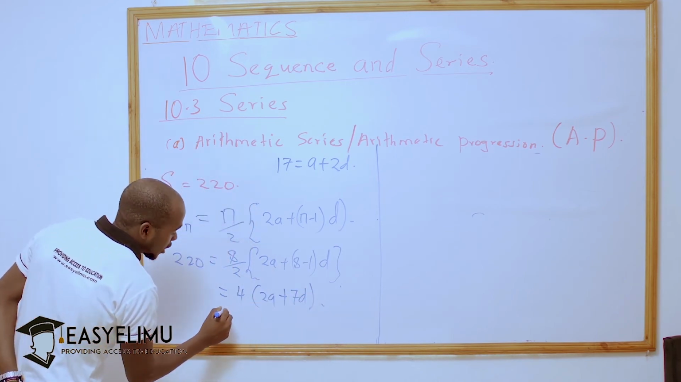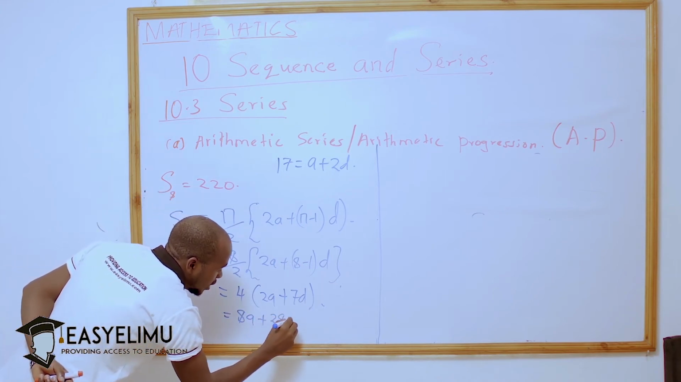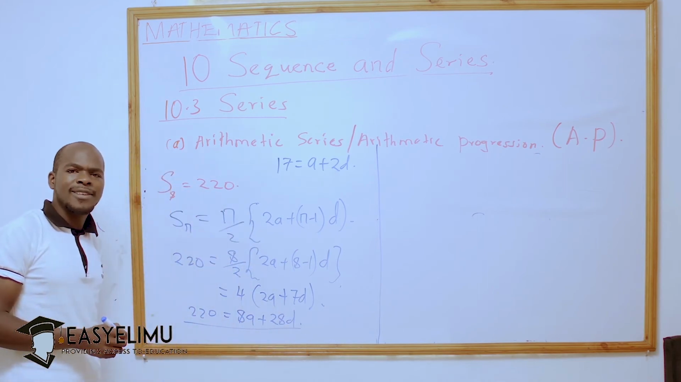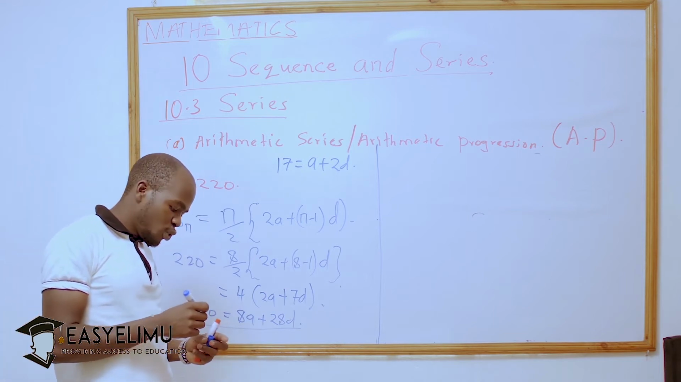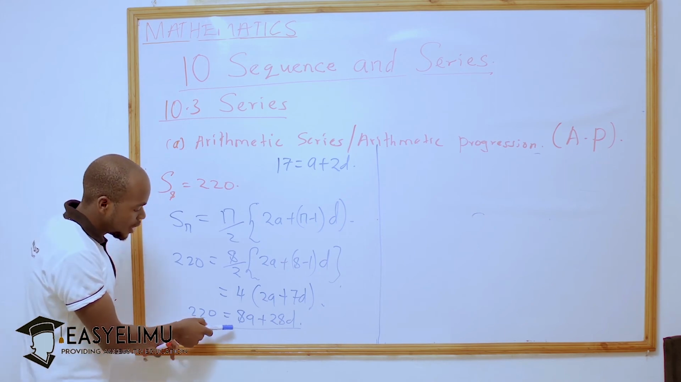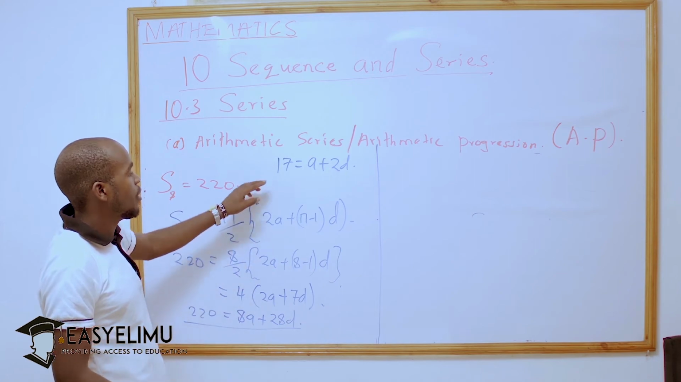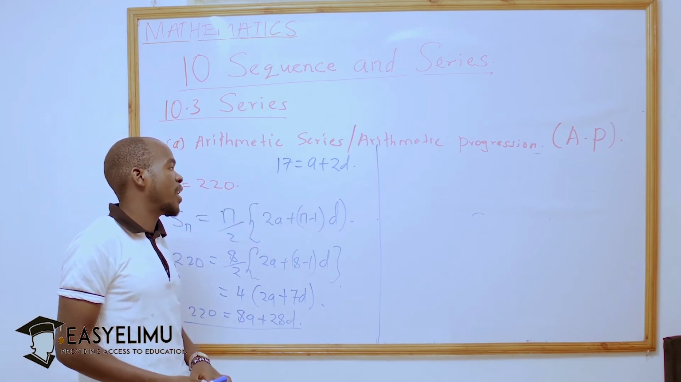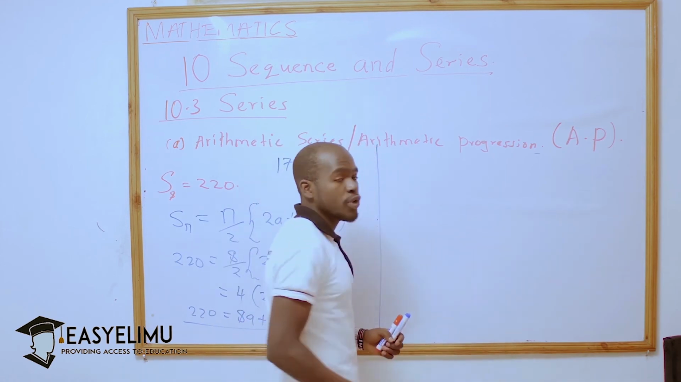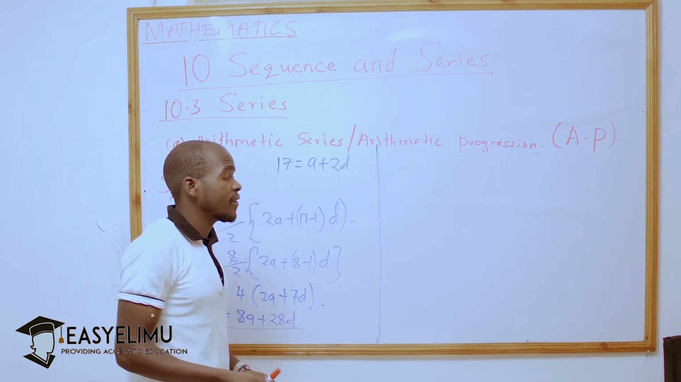So if you open the bracket, you're going to have 8a plus 28d is equal to 220. Actually, as you can see, we have formed two linear simultaneous equations. That is 220 is equal to 8a plus 28d, and the first one we formed was 17 equals a plus 2d. So we shall solve them simultaneously and find the values of a and d, so as to enable us to find S6.